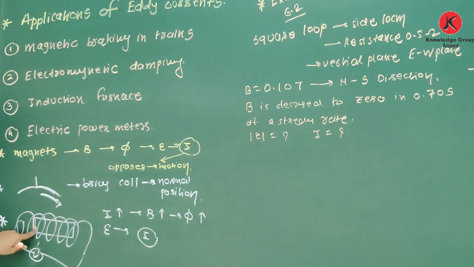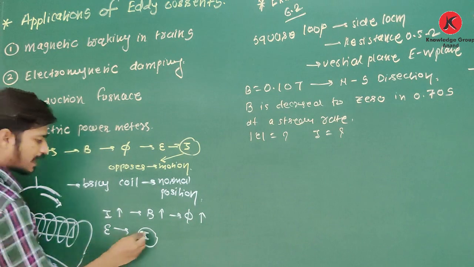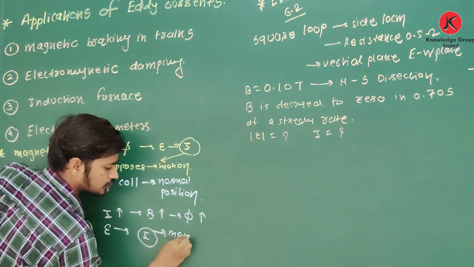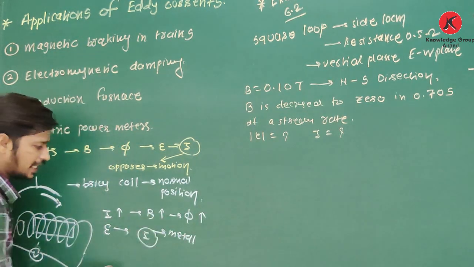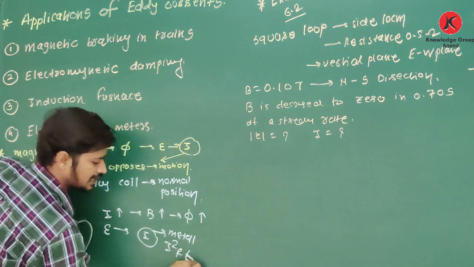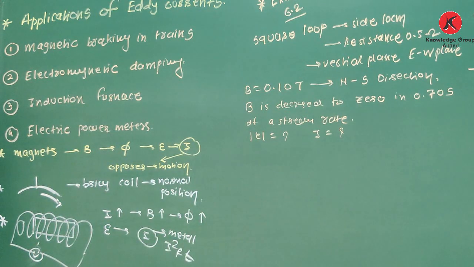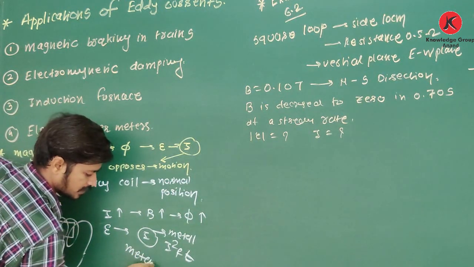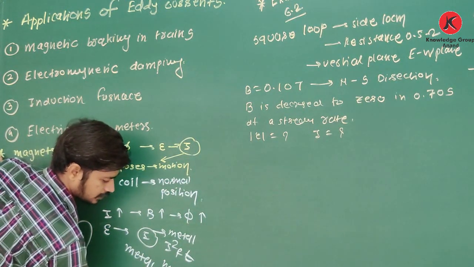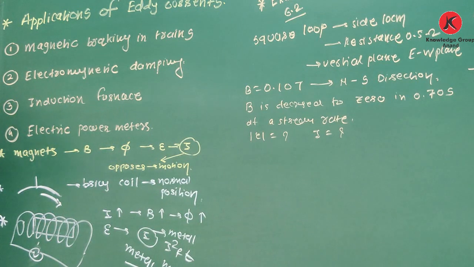If eddy currents are produced in metal, then due to I squared RT, joule heat is produced, and due to that joule heat, the metal melts. Clear about this? So yes, that is the induction furnace. Last one is electric power meters.